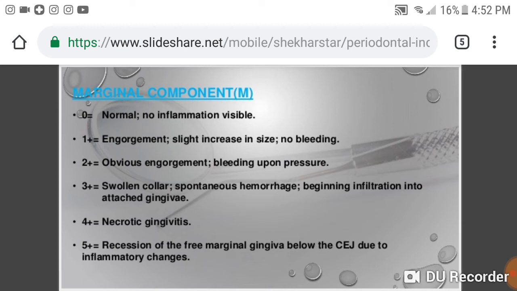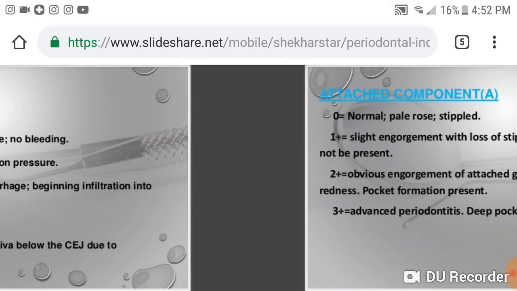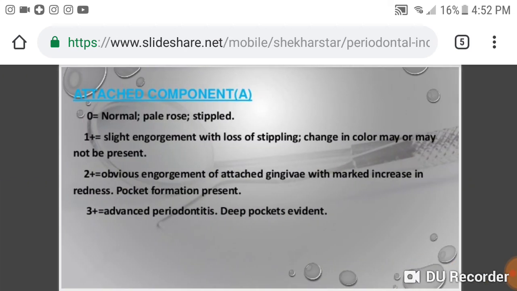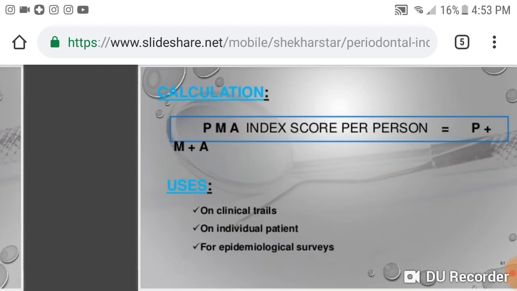Code 5, recession of the free marginal gingiva below the CEJ due to inflammatory changes. The attached components, when measuring, 0 means normal, pale rose, stippled. 1 means slight engorgement with loss of stippling, change in color may or may not be present. Code 2 means obvious engorgement of attached gingivae with marked increase in redness, pocket formation is present. Code 3, advanced periodontitis, deep pockets evident.